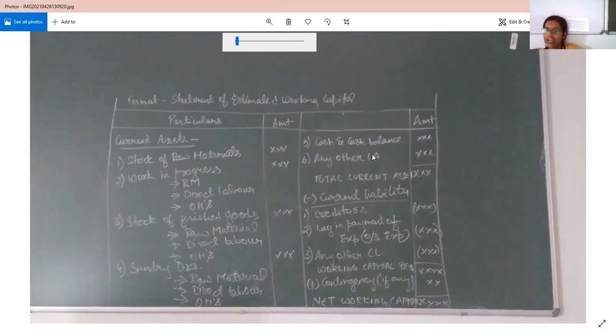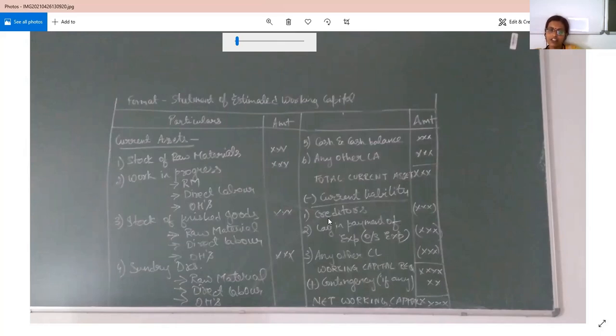Please make a note. Cash and cash balance would be a part of your working capital estimation only if they say that the cash balance prevails in the organization. And then at last we would write any other current assets and then total the current assets. So after you get the total of current assets, we will start deducting the current liabilities.